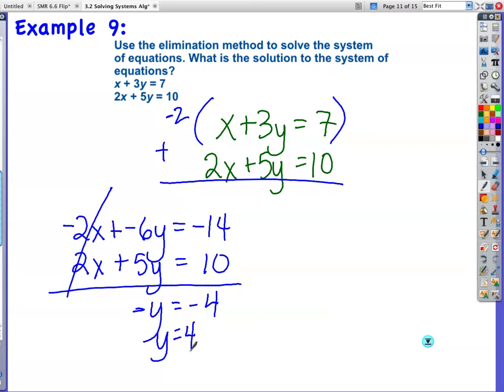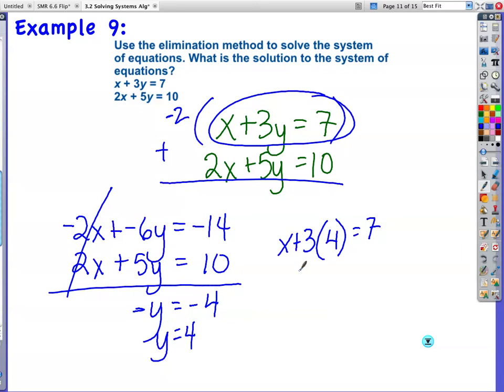I can go back to either one of these and put it in. I think this one looks slightly easier. So I'm going to have x plus 3y, which is 4, is equal to 7. So x plus 12 equals 7. X is equal to negative 5. So x is equal to negative 5, y is equal to 4.